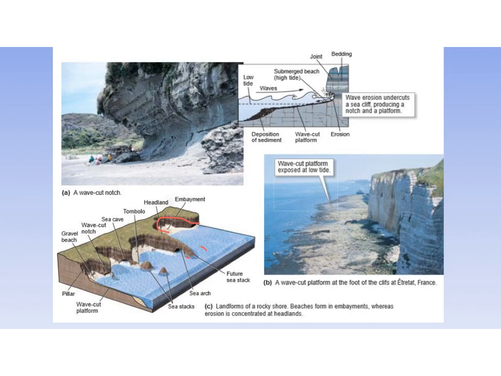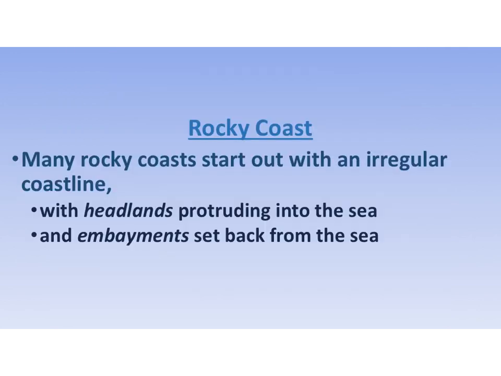Now, in a young coast, geologically speaking, you can get this variation. Over time, the longshore drift is going to actually flatten that out. So that's what we're talking about in this note here. Many rocky coasts start out with an irregular coastline. So that's the headlands out into the water, embayment, cut back, and then over time they even out. By the way, if I'm going too fast for you, you can always hit pause, go back, listen to it again.